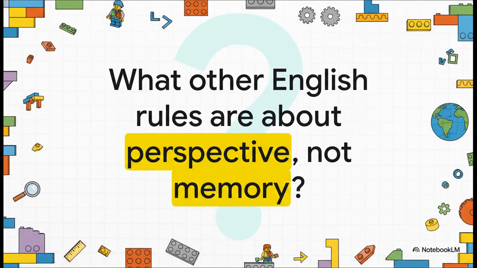And that leaves us with one final thought. Now that you've seen how just a simple change in perspective can totally unlock the rules for prepositions, what other parts of English, what other rules, might secretly be less about complicated grammar and more about simple, everyday logic?